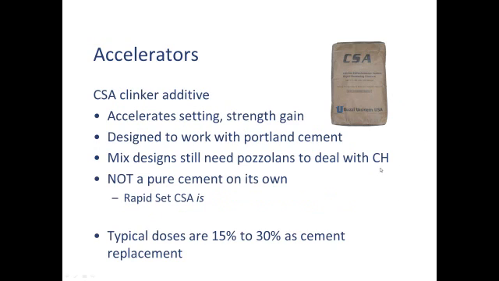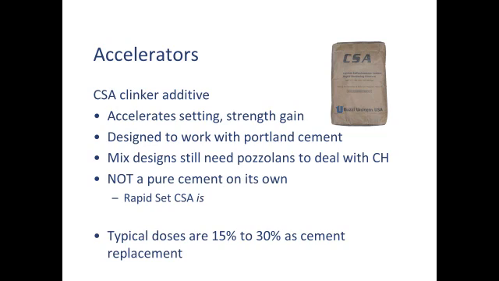There is another way to accelerate your Portland cement, and that is to add CSA, or calcium sulfoaluminate clinker. And this does accelerate the strength gain, it accelerates setting. It can make the concrete set very, very fast, in minutes. These clinker additives are designed to work with Portland cement. They're not cements on their own. They have to be used with Portland cement.